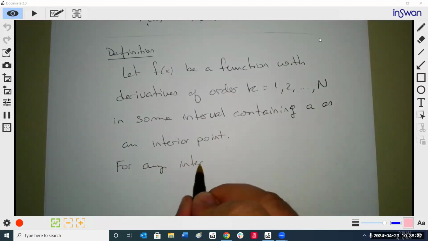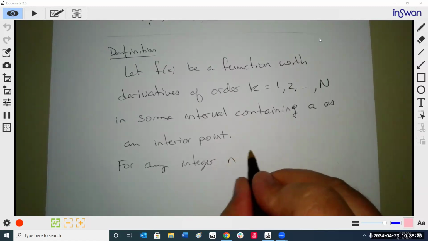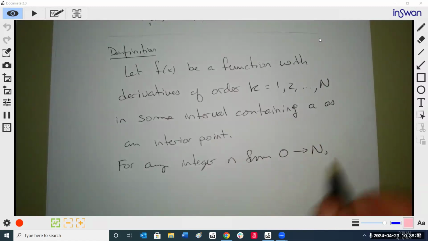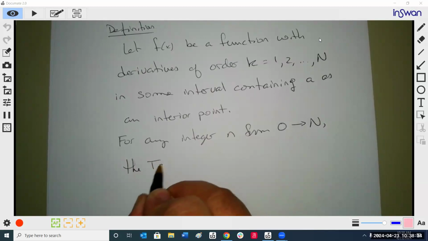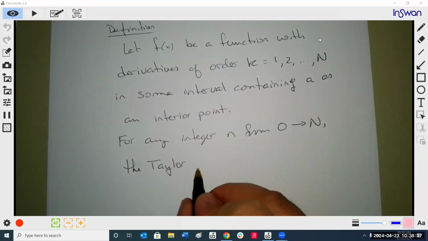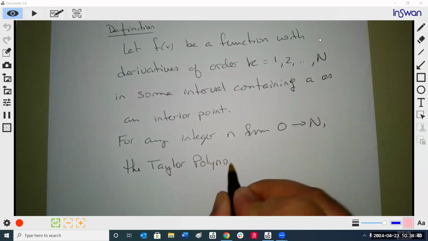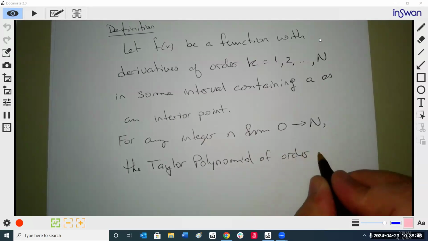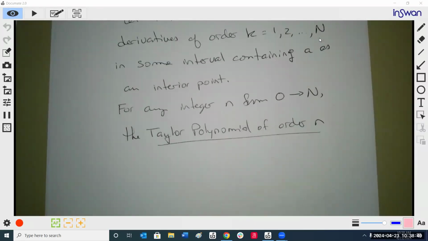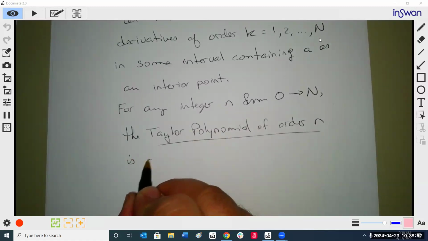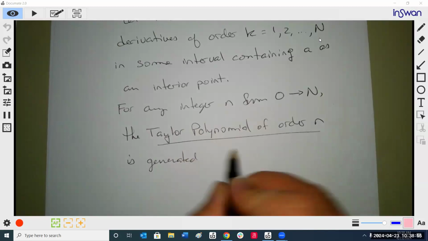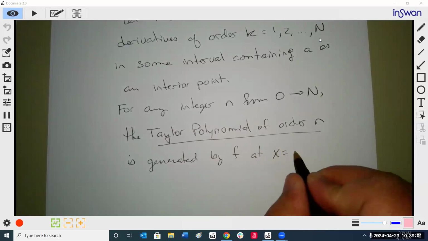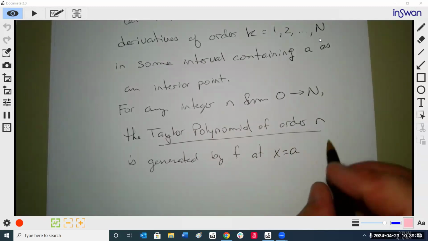And for any integer n from 0 to n, the Taylor polynomial of order n is generated by the function at x equals some value a, as an interior point.